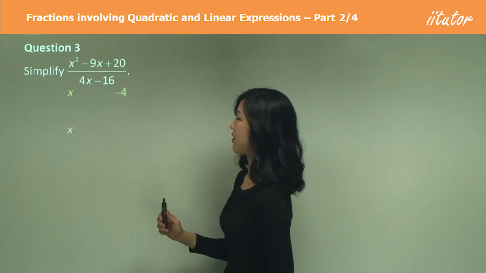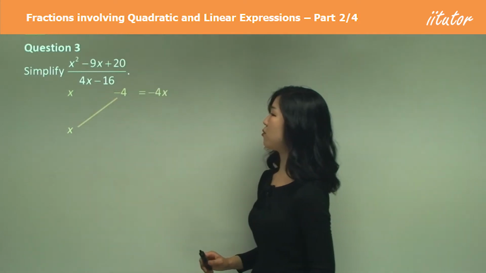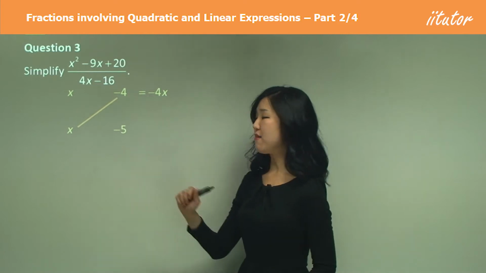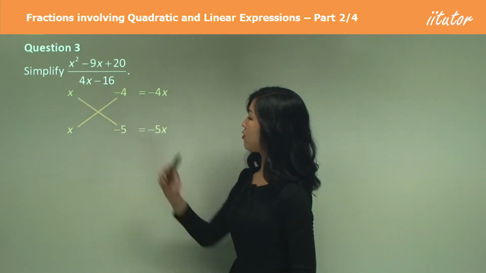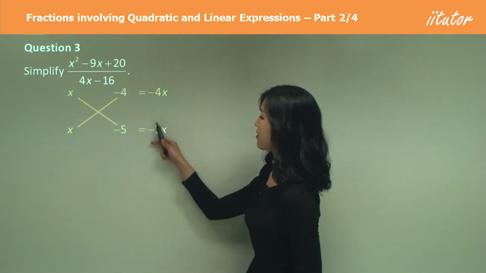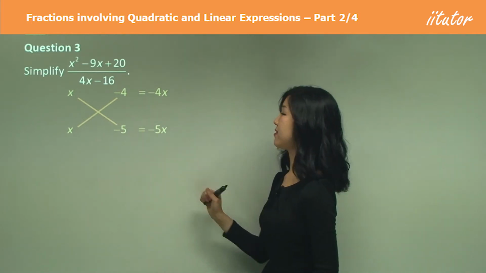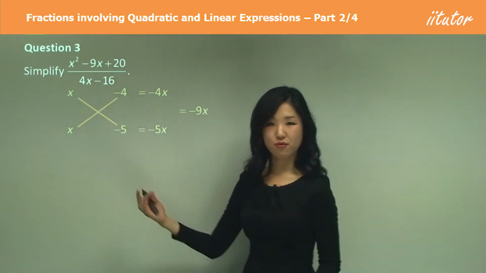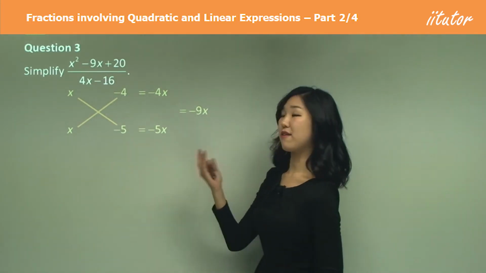So I'll start with this one first. X times negative 4, which is negative 4x. And as I said, the other one will be negative 5. And draw my cross, it will be negative 5x. And you can see that negative 4x plus negative 5x is negative 9x, which is what we've got there. So we've got the right factors.